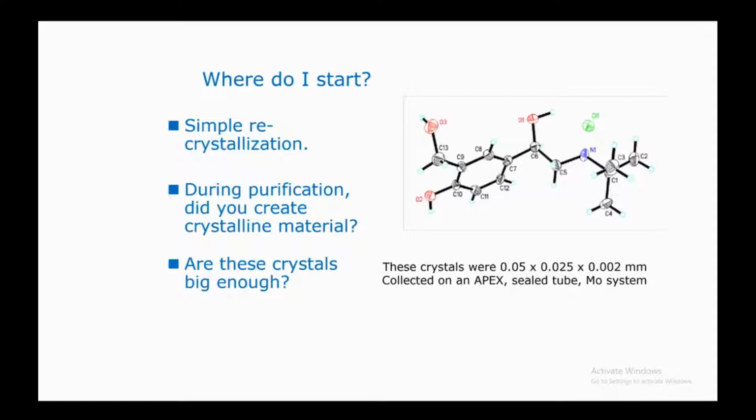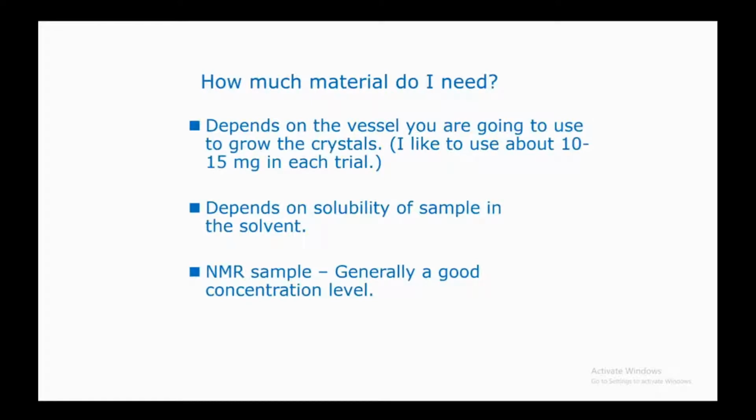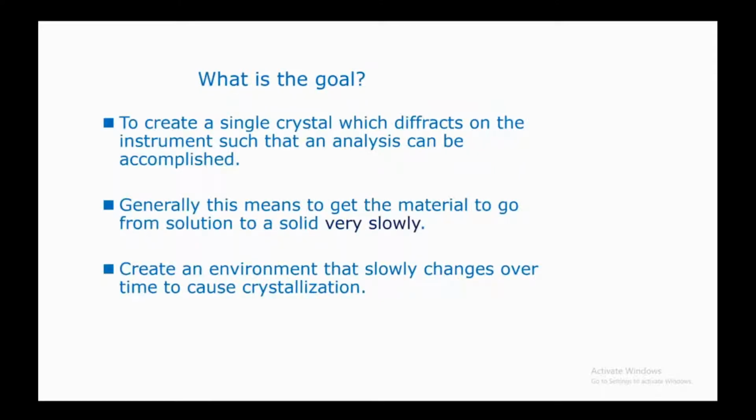And when you've got crystals, you don't need to explain further. That's it. You've got the compound, you've got the crystal. Easy. How much material do I need? It depends on the vessel you are going to use to grow the crystals. I like to use 10 to 50 milligrams in each trial. It depends on the solubility of the sample in the solvent. An NMR sample concentration level is generally good.